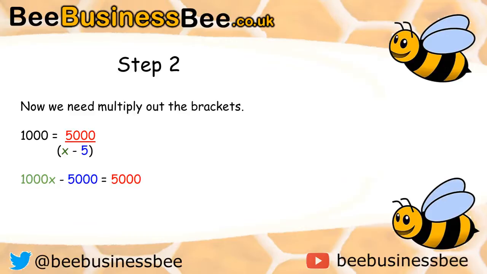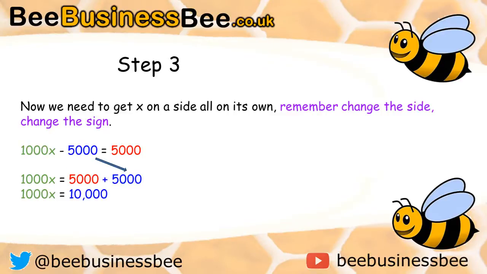So let's get rid of the brackets. So we've got 1,000 times X gives us 1,000X. And 1,000 times minus 5 gives us minus 5,000. So we end up with 1,000x minus 5,000 equals 5,000. Now we need to get x on its own.